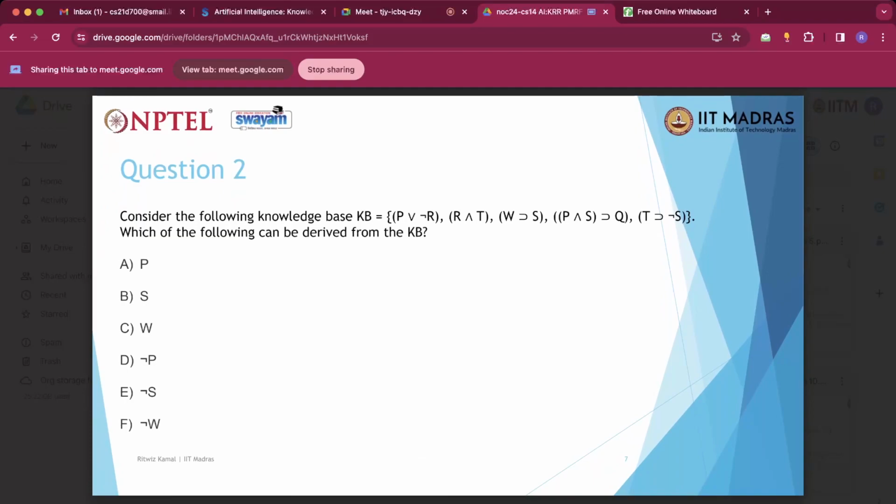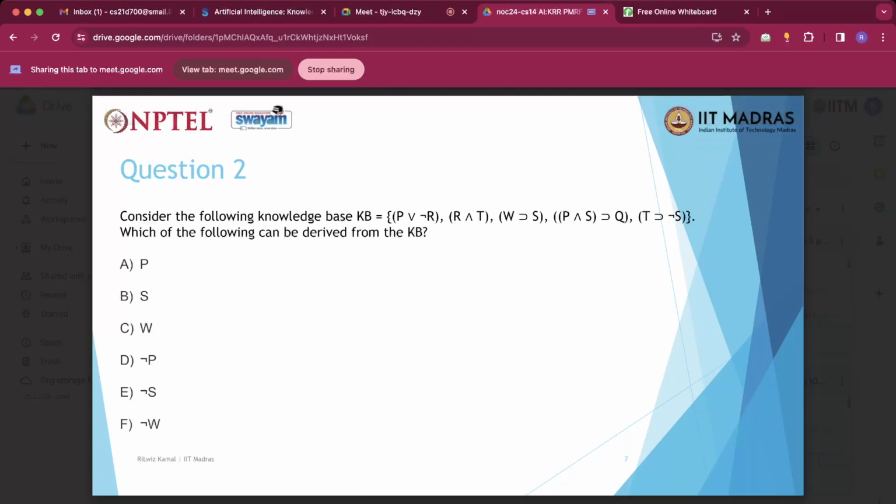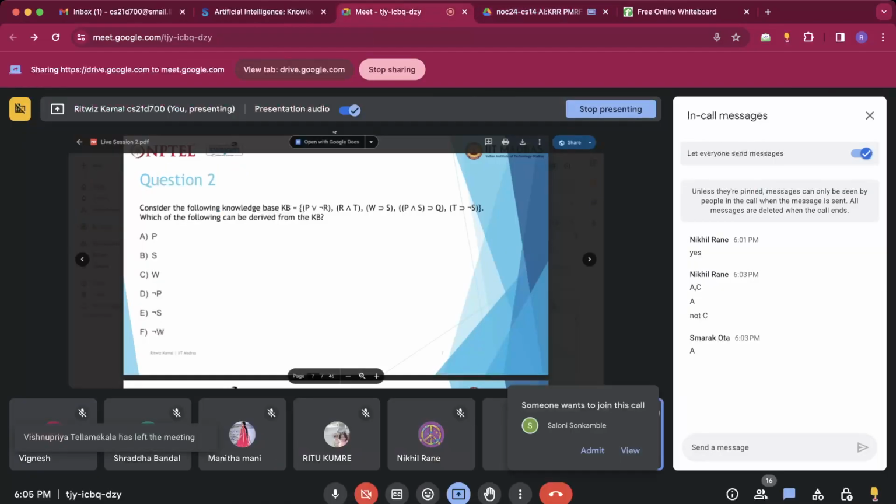Now consider you are given this particular knowledge base, which has a certain set of facts in it. The first fact is P or not R. The second fact is R and T. The third fact is W implies S, the fourth fact is P and S together imply Q, and the last fact is T implies negation of S. Given all these facts in the knowledge base, which of the following 6 options can be derived from the knowledge base?